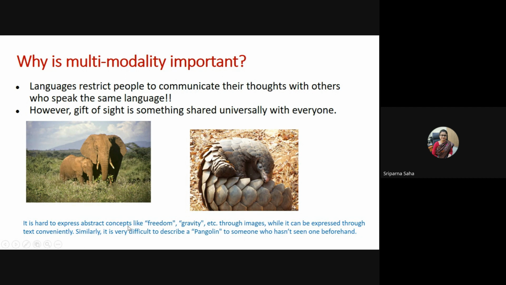Like that there are concepts like freedom, gravity, etc., which can be very difficult to express using images, but we can easily express concepts like freedom and gravity using text. But how a piano looks like, or how a pangolin looks like, it is very difficult to describe using text. So in that case image can help.